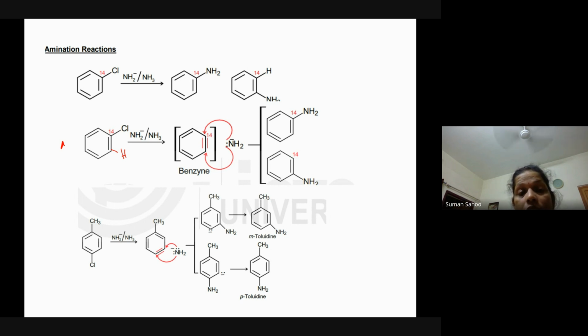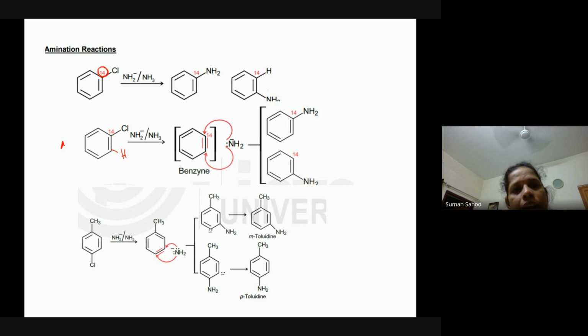Here one thing: what is the actual evidence that this type of intermediate is happening? Suppose one of the carbons is carbon-14 isotope and the others are carbon-12 isotopes, so that is your isotopic study. When this chlorobenzene was studied, where one carbon is isotopically labeled, you find a mixture of two anilines: in one aniline the amino group is attached to the labeled carbon, in the other it is attached to the adjacent carbon where there is no label. So you get a mixture of two.